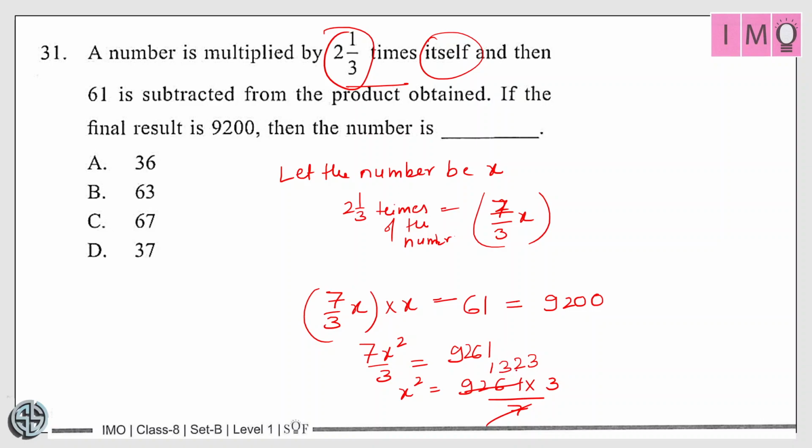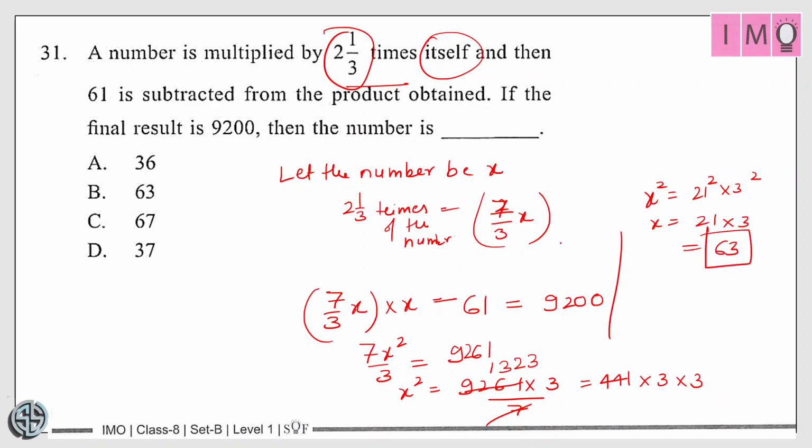Now we can split it by dividing by 3. So you will divide by 3, you will find 3 4s are 12, 3 4s are 12, and then 1 into 3 into 3. So the value of x square you can write here as the square of 21 and 3 square. So the value of x you will get is 21 into 3, that is 63. Okay, so the answer will be option B.